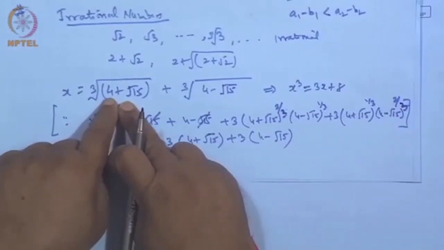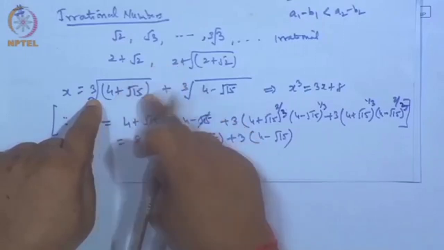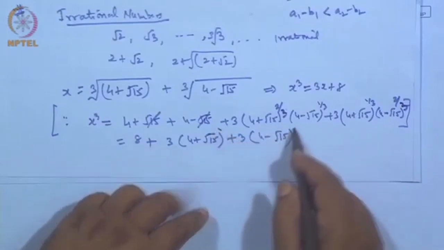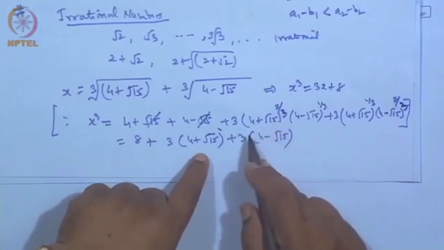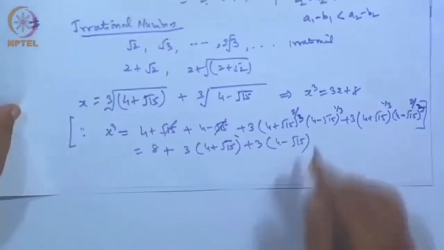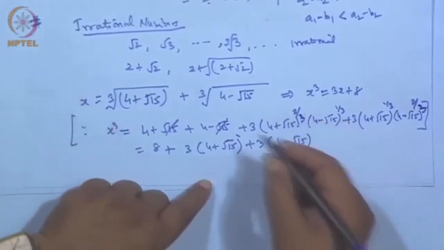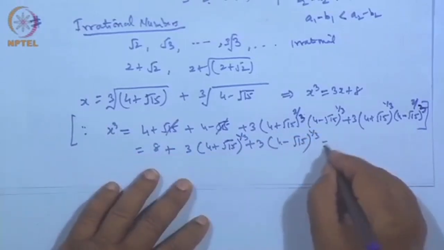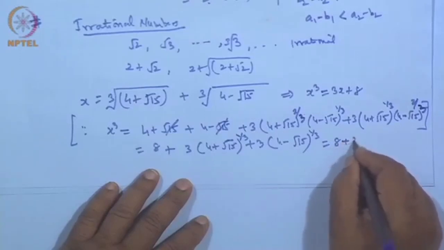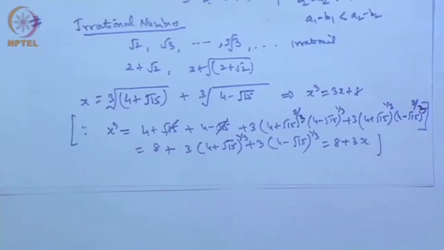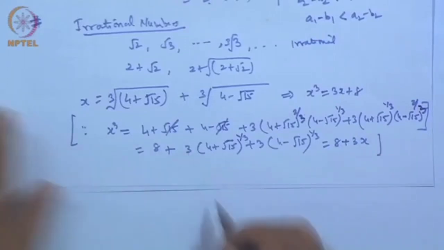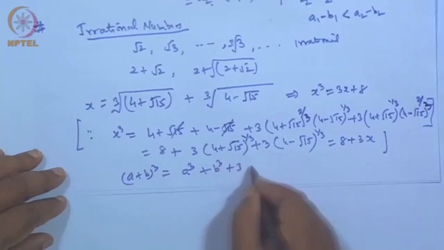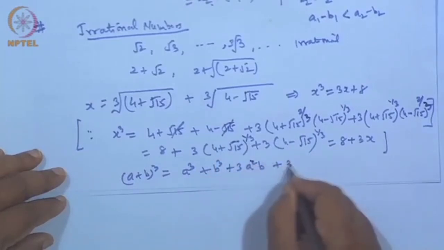Because a square means what? It is a cube root, power 1 by 3. So square means 2 by 3, multiplied by this 1 by 3. So when you take this outside, this becomes 1 third. If you take 1 third outside, 1 third. So finally, what you are getting is square of this, 1 third and 1 third. So 1 third is outside, 1 third is outside. Okay? And now this is x. So it becomes 8 plus 3x. Is it okay? So we get this one. No, it is not clear. But the formula is a plus b cube is a cube plus b cube plus 3 a square b plus 3 a b square.